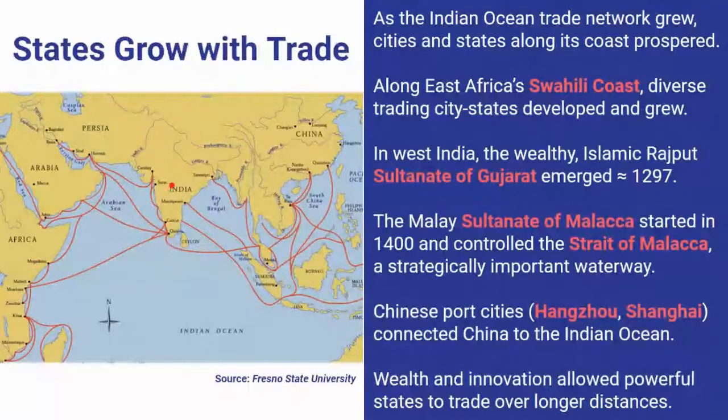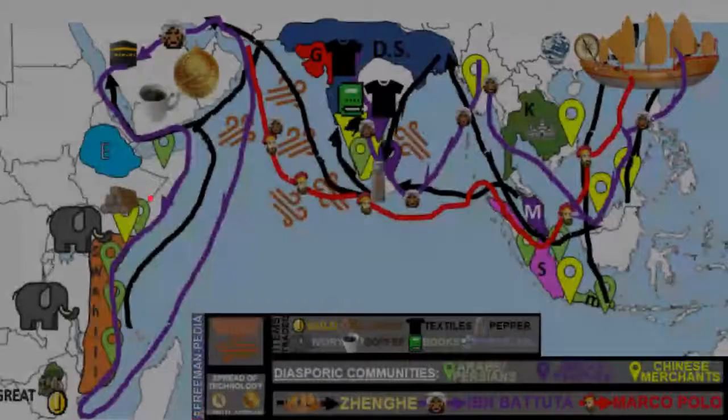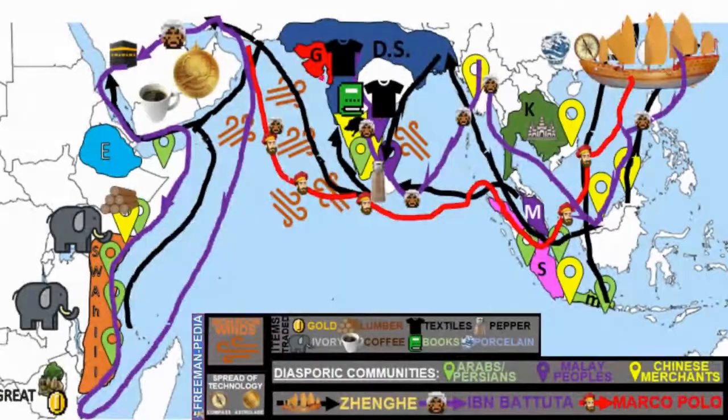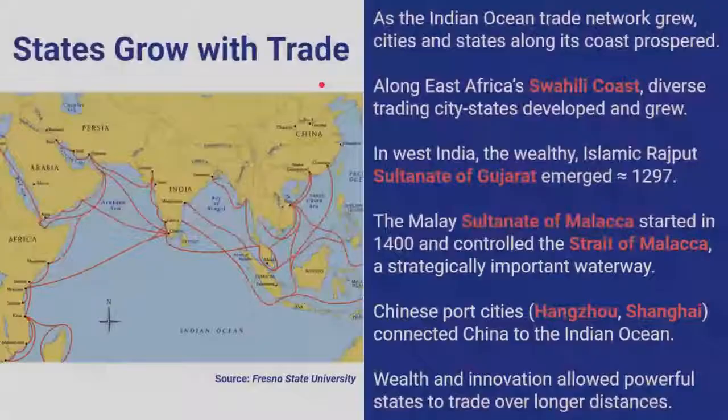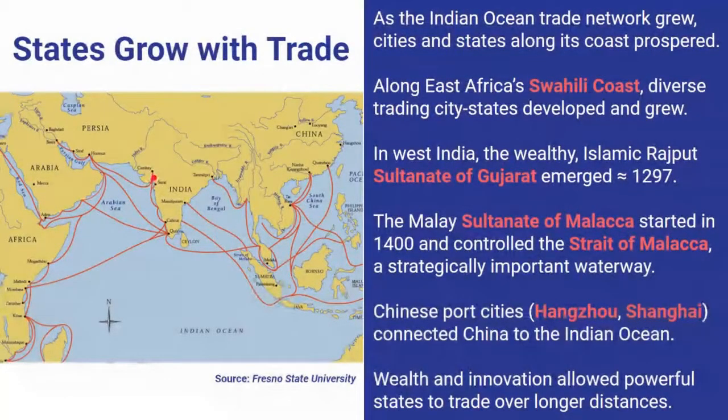In western India, that's where you had the Rajput Sultanate of Gujarat. They were Muslim. They're over here in western India. You don't see them on here, but if I go back, you'll see them here. That's the G up here. So again, we're talking about in here.